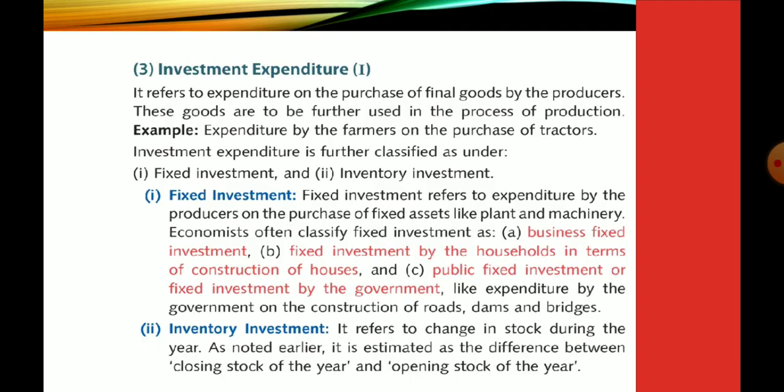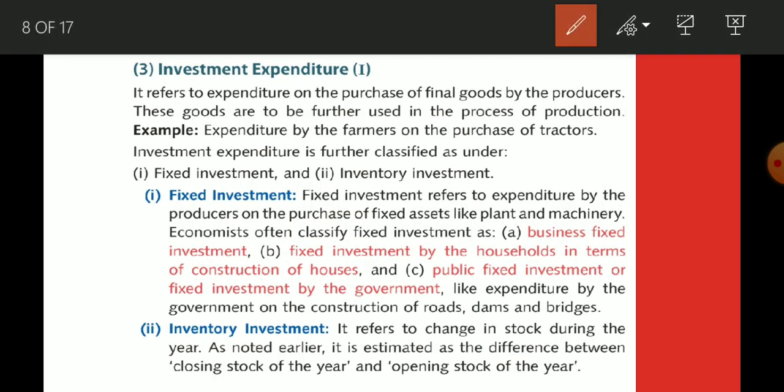Now, investment expenditure is the expenditure of the private sector, meaning the producer sector. Whatever investment is done by the producer sector on the purchase of goods and services is considered as investment expenditure. Let me explain with this slide. It refers to expenditure on the purchase of final goods by the producer. So remember that investment expenditure is done by whom? Done by producers.